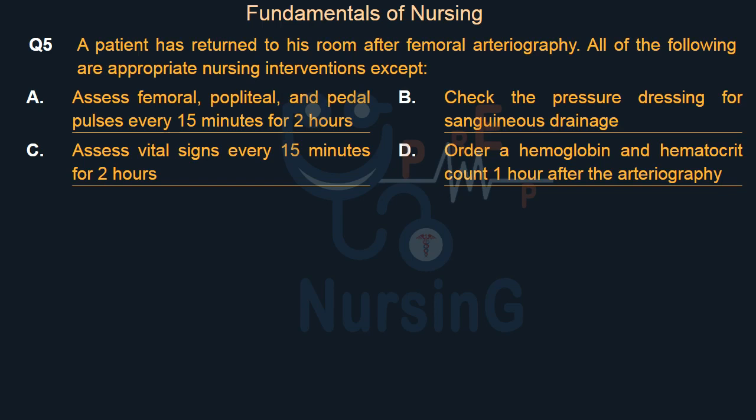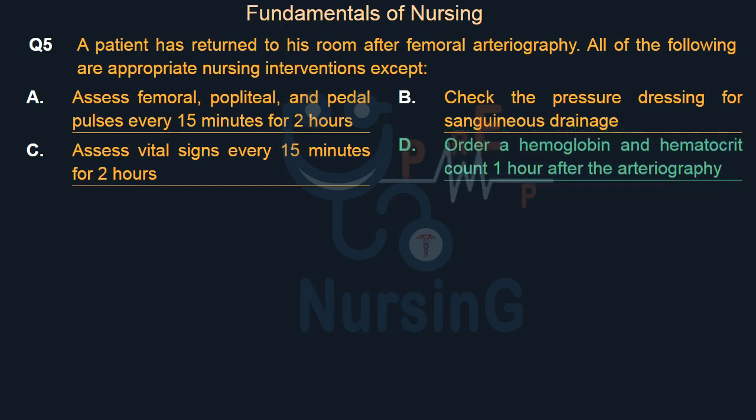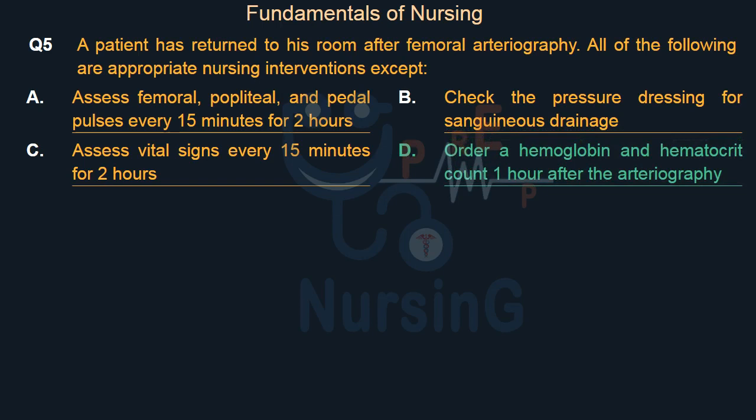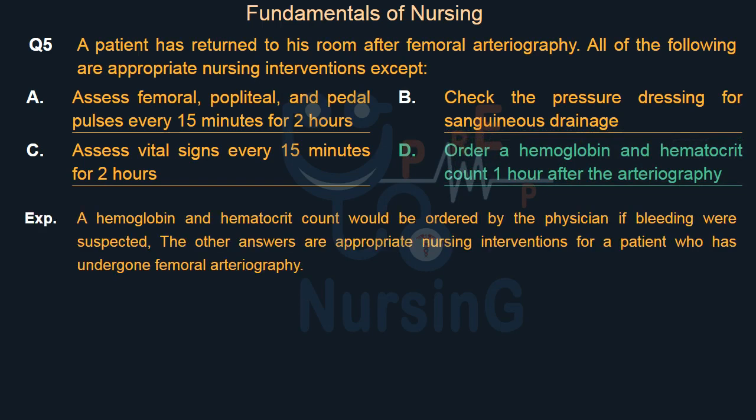Right answer is Option D. Order a hemoglobin and hematocrit count 1 hour after the arteriography. A hemoglobin and hematocrit count would be ordered by the physician if bleeding were suspected. The other answers are appropriate nursing interventions for a patient who has undergone femoral arteriography.